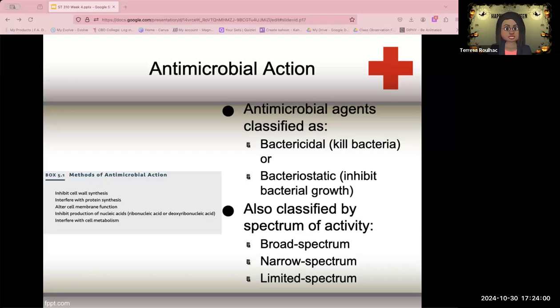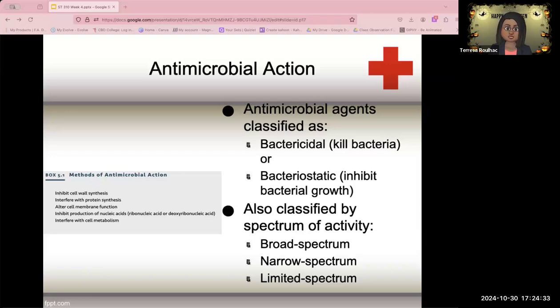So examples would be penicillin. This is going to be primarily effective against gram-positive bacteria. Vancomycin, targeting gram-positive bacteria. Now, these antibiotics are used when the specific pathogen has been identified, so we know what it is, and is known to be sensitive to the drug, minimizing the impact on our normal flora and reducing the risk of it not working and becoming resistant.